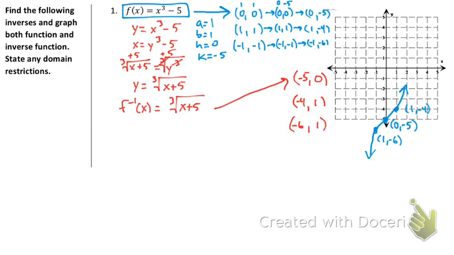Okay, so let's plot these points and see what happens. So negative 5, 0 is here. Negative 4, 1 is here. And negative 6, 1 is here. All right. So if you look, in essence, what has simply happened is we've taken this graph and its inverse turns into this graph. Let me move this point real quick so it doesn't get confusing.